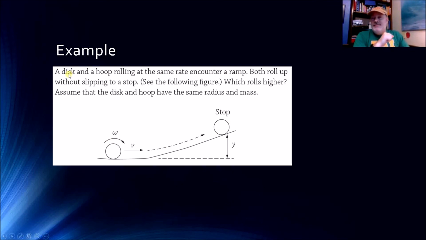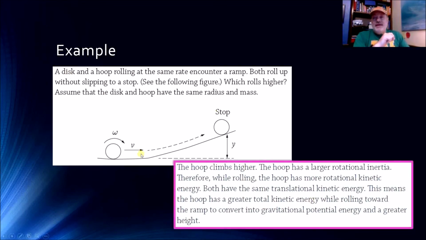So a disk, if you remember, is 1/2 mr squared, and a hoop is mr squared. So it has twice as much rotational inertia. So what we end up with is, since the hoop has more rotational inertia, it'll have more rotational kinetic energy at the beginning because they both have the same velocity and the same translational kinetic energy. That means the hoop will go higher because it has more total energy for translating and rotating at the same rate.